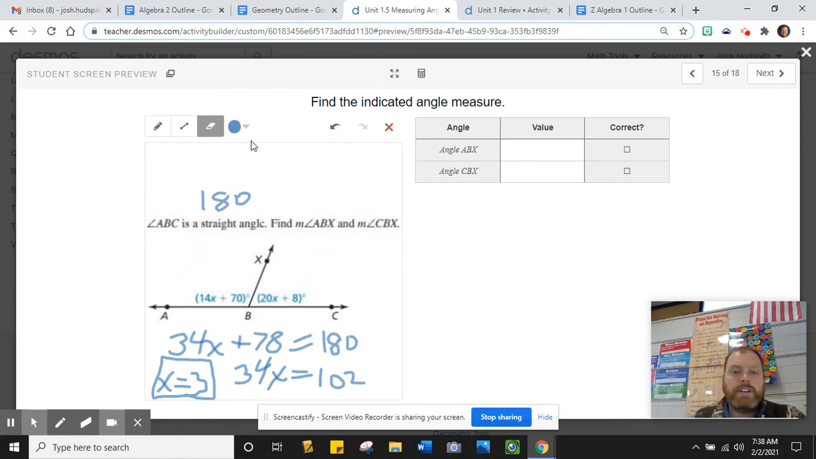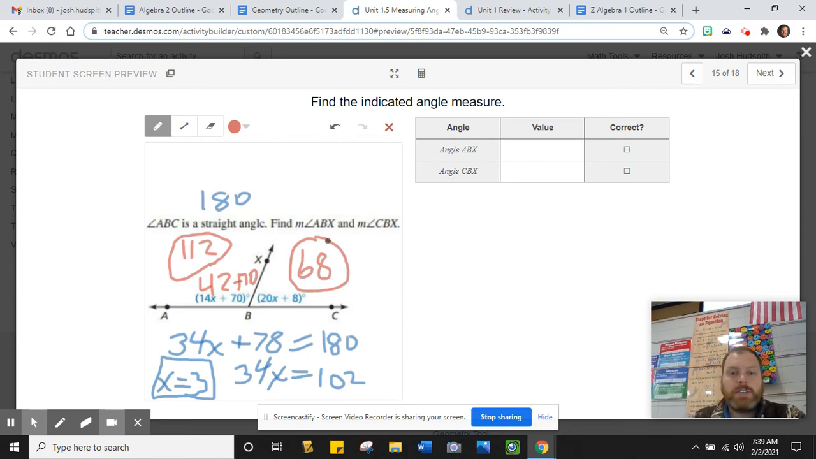So I'm going to erase that. I know x is 3, so I need to go 14 times 3 plus 70. Again, I'm just going to use a calculator. 14 times 3 is 42, plus 70, 112. Now to find this one, I could put 3 in for x and say 20 times 3 is 60, 60 plus 8 is 68. Or you can say 180 minus 112, because we know they'll add up to 180, and that will also give you 68. So angle ABX is 112, angle CBX is 68. That's what it tells you for that.